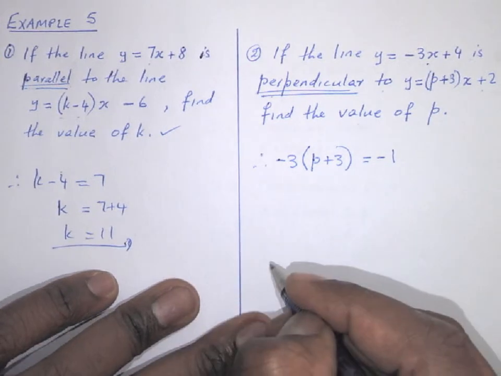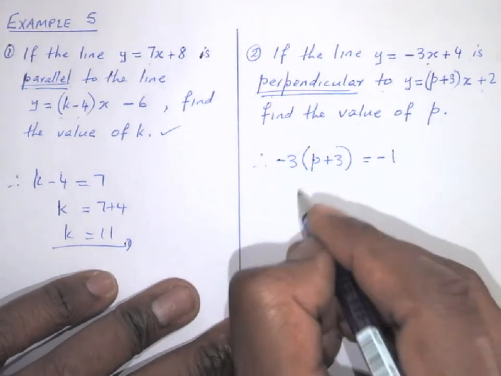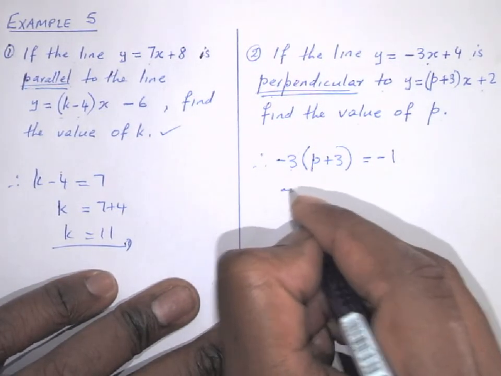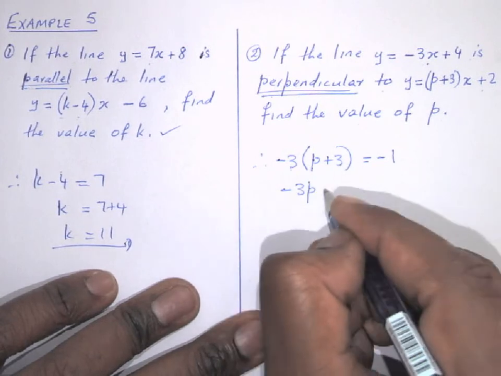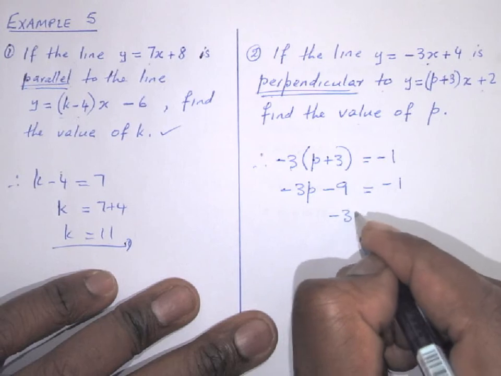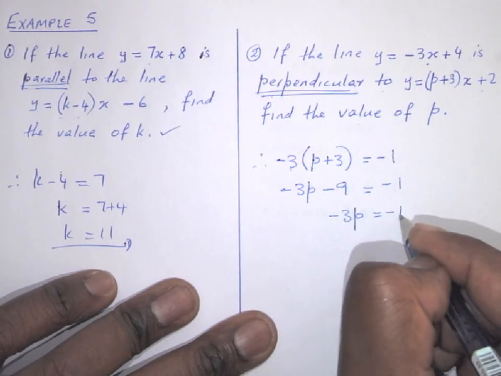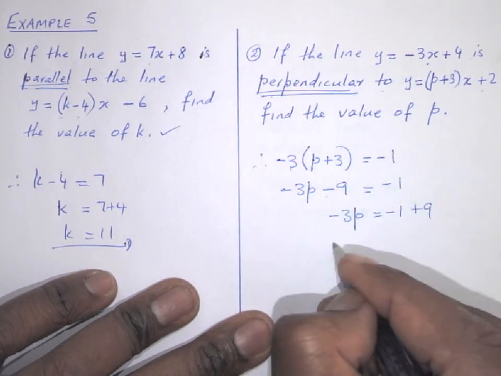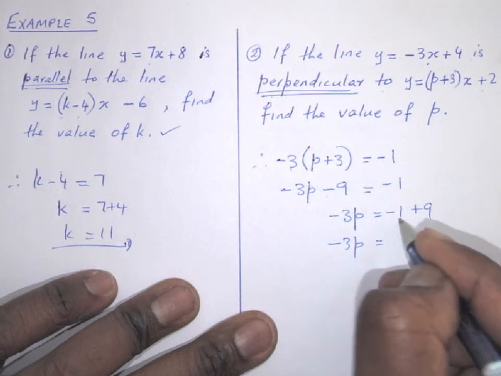How to solve for p? Some will remove brackets, that's fine. Let's do the normal one. Multiply by this: minus 3p, multiply with this is minus 9, is equal to minus 1. So minus 3p is equal to minus 1. Take this across, it's plus 9. So minus 3p is equal to 8.